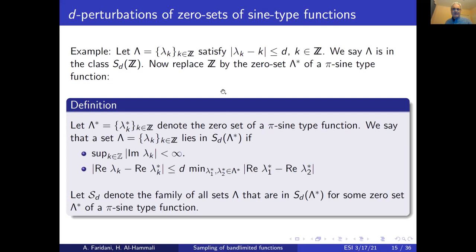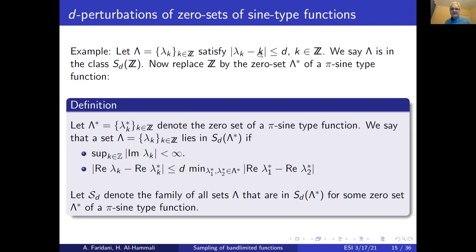Furthermore, we can perturb zero sets of pi sine type functions and still stay in a class of sampling sets where we can reconstruct, and perturb them in a way different from Levin-Ostrovsky. Namely, we can allow constant perturbations, or perturbations up to a constant, so the perturbation doesn't have to go to zero as k gets very large.